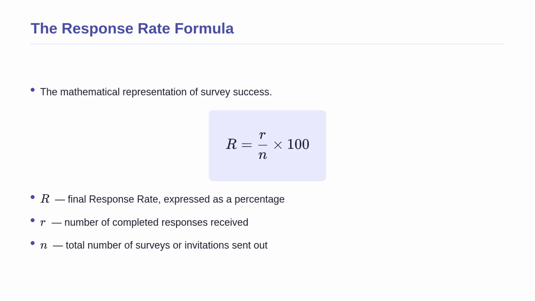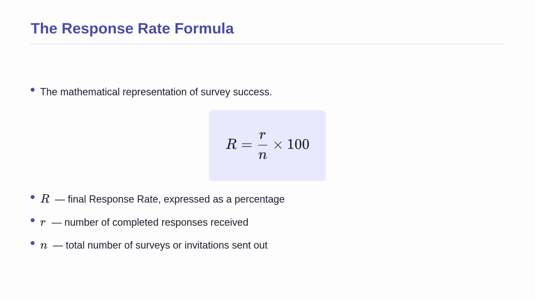To quantify the success, let us look at the simple formula used to calculate this crucial metric. The formula is R equals R divided by N multiplied by 100. Let us break down these symbols. The symbol R represents the final response rate, which is always expressed as a percentage. The variable R stands for the number of completed responses we actually received from our participants. The variable N represents the total number of surveys or invitations we originally sent out to the target audience.